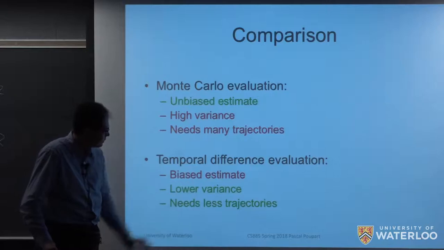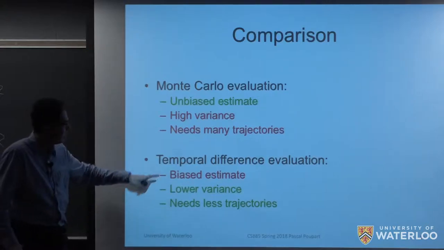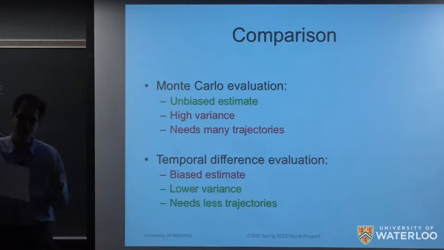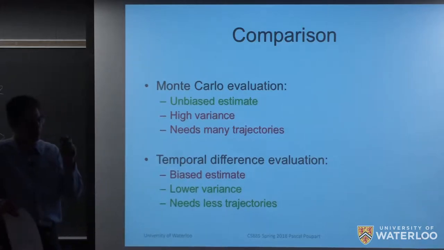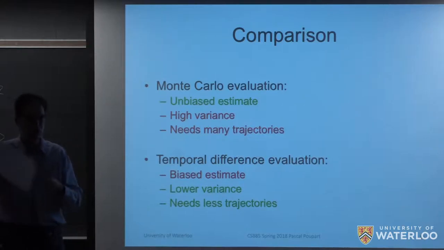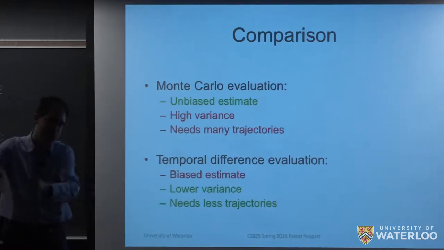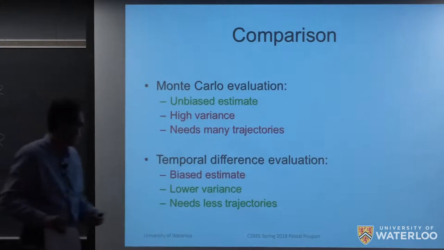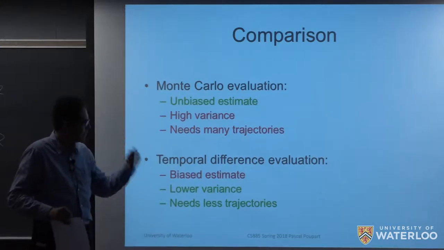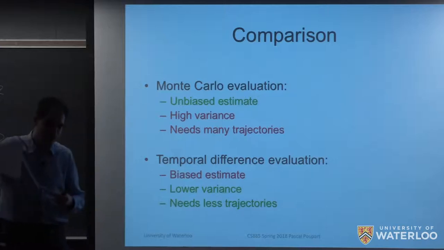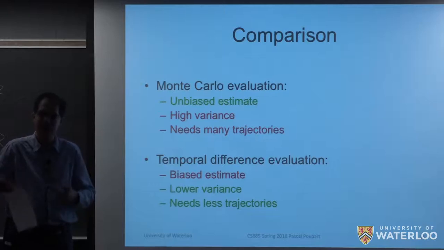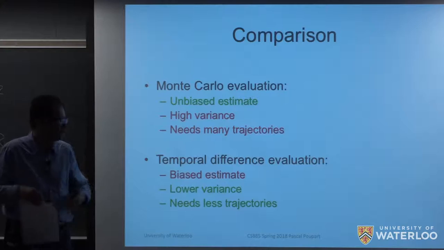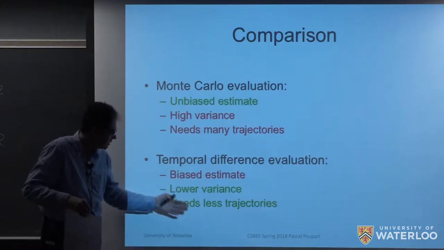Now for the temporal difference evaluation, it's the other way around. So this one has a biased estimate. Again, that's because we're bootstrapping. So we're leveraging the fact that we have an estimate for another state S prime that we're using when we do our update. The advantage is that because we leverage this other estimate, it's a form of dynamic programming. We're essentially sharing information between different trajectories, and so we're going to need fewer trajectories.